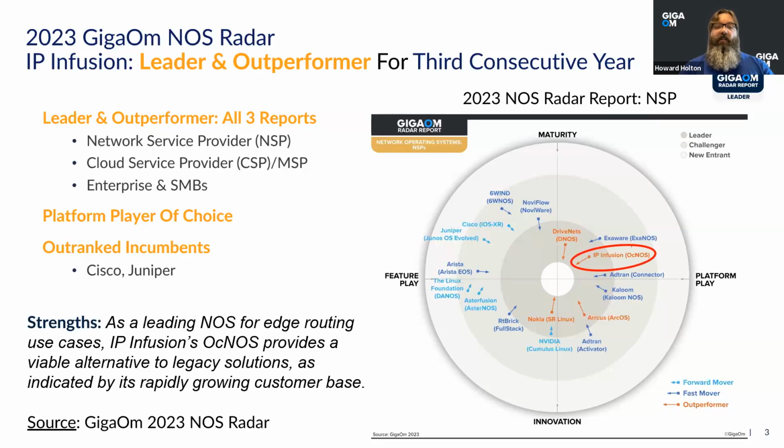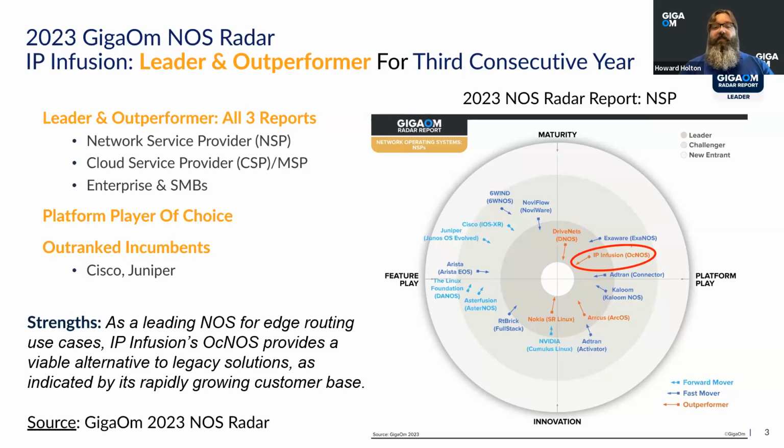And there are two big things to look at outside of the quadrant. The first is distance from the center. You can see Arcus, Nokia, DriveNets, and IP Infusion are closest to the center for this. And then the other one is the color of the arrow.